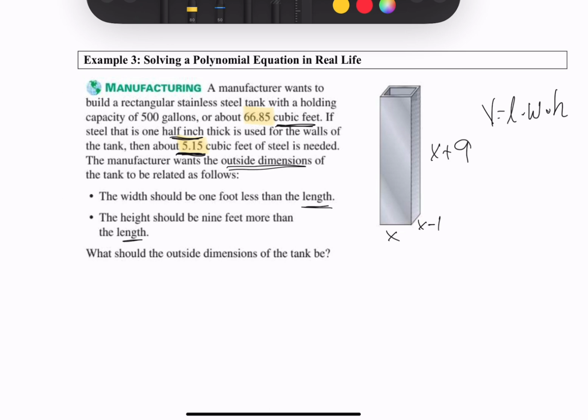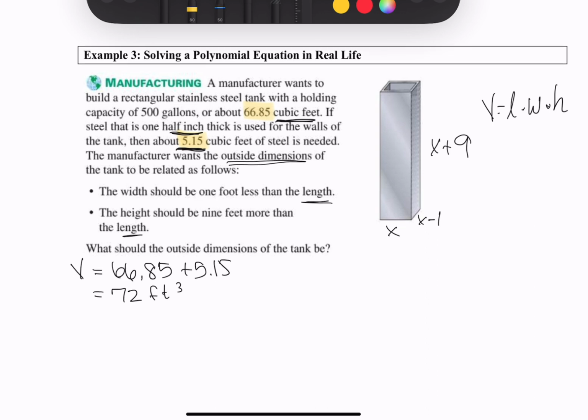All right, so we know that our volume in this case needs to be 66.85 plus 5.15, and I believe that is 72 cubic feet. Well, let's use that 72 cubic feet, plug it into our volume formula, and we'll also plug in the length, the width, and the height. So I know that 72 will equal x times x minus 1 times x plus 9. It doesn't really matter the order, again, it's multiplication.